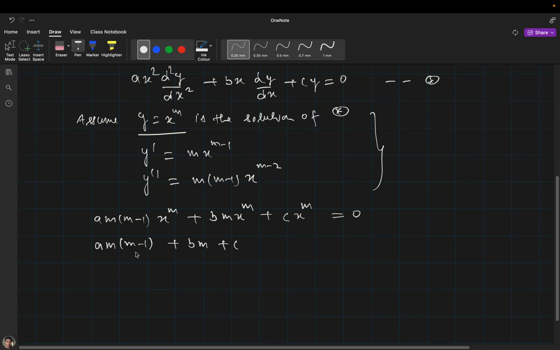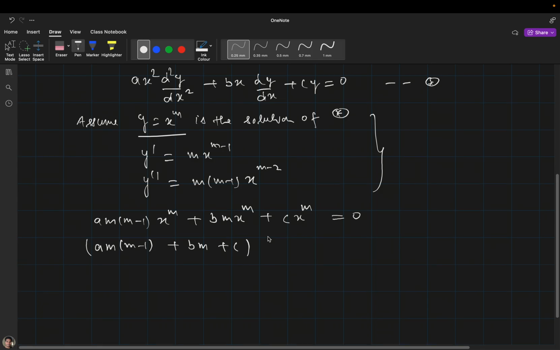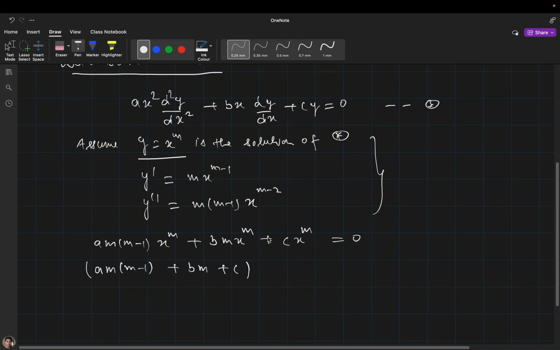Sir, why are you assuming y equal to x to the power m? Some other solution is also possible, sir. Yes, that is also possible, but the thing is, some differential equation... Sir, I mean, till now you don't know the solution, and you are assuming y equal to x to the power m. The reason behind this is we cannot solve all kinds of differential equations analytically.